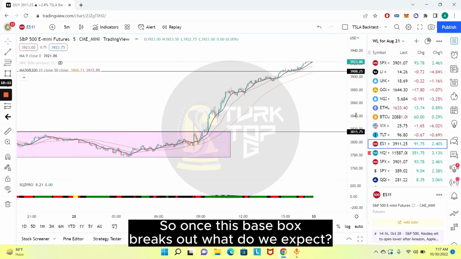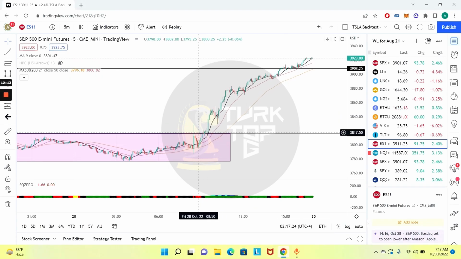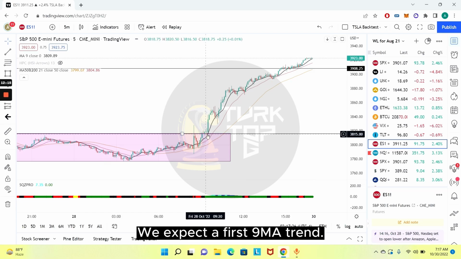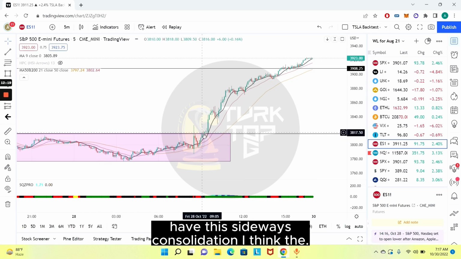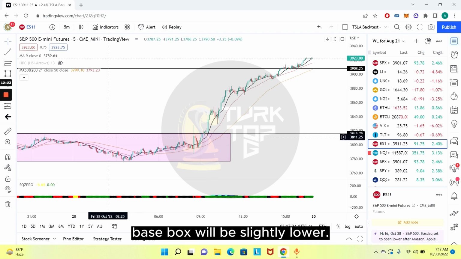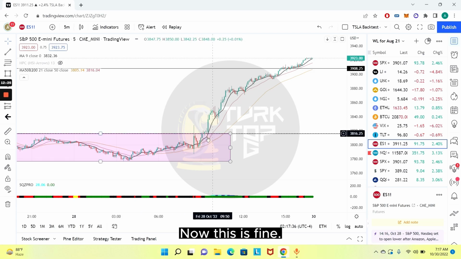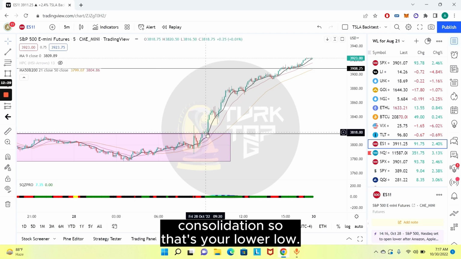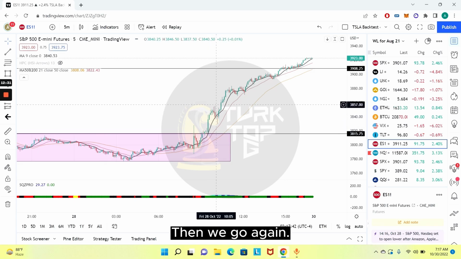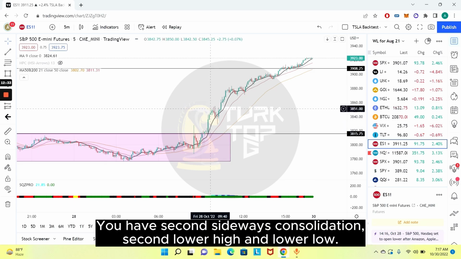So once this base box breaks out, what do we expect? We expect a first 9 MA trend. Once we break out, we have this sideways consolidation. No, this is fine. Once we break out, we have this first sideways consolidation. So that's your lower high, lower low. Then we go again. We have a second sideways consolidation, second lower high, and lower low.